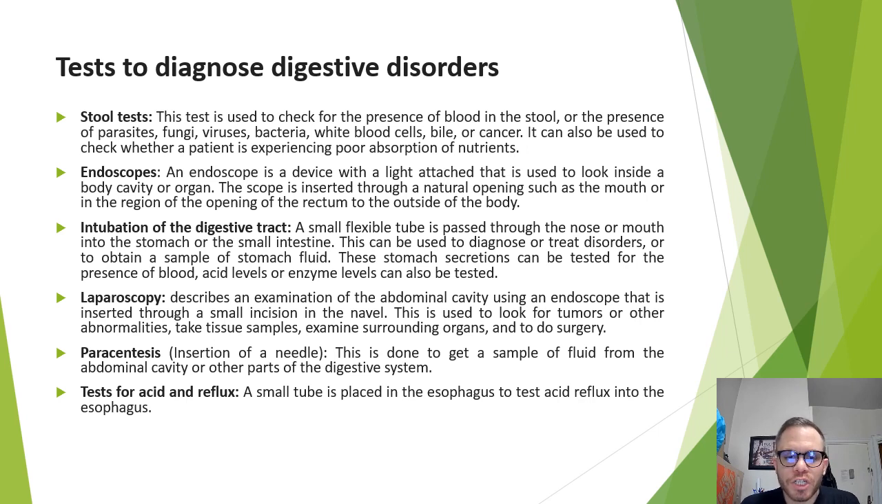Paracentesis, insertion of a needle. This is done to get a sample of fluid from the abdominal cavity or other parts of the digestive system. Test for acid and reflux. A small tube is placed in the esophagus to test acid reflux into the esophagus.